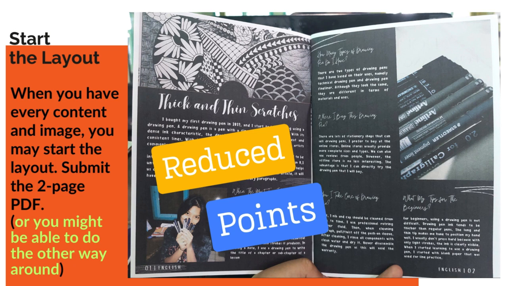Now it's time to start the layout. When you have every content and image, you may start the layout and then submit the 2-page PDF, or you might be able to do the other way around. For example, you make the arrangement inside the Canva and then you supply the articles and then the images.